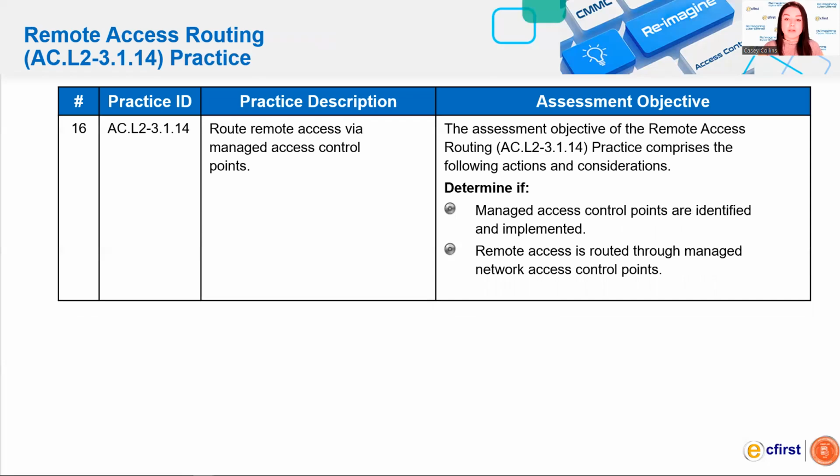Remote access routing. Route remote access via managed access control points. So determine if managed access control points are identified and implemented, and remote access is routed through managed network access control points.